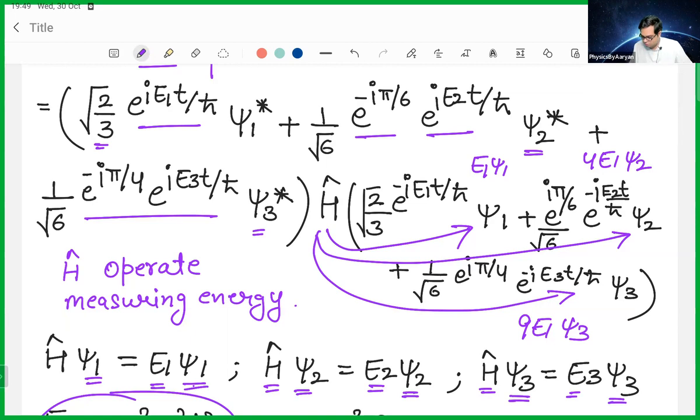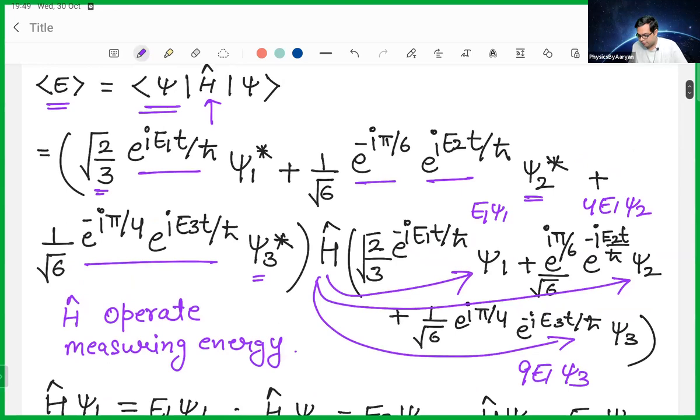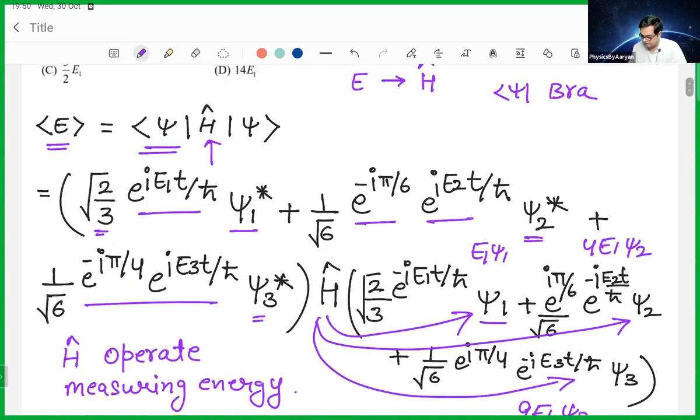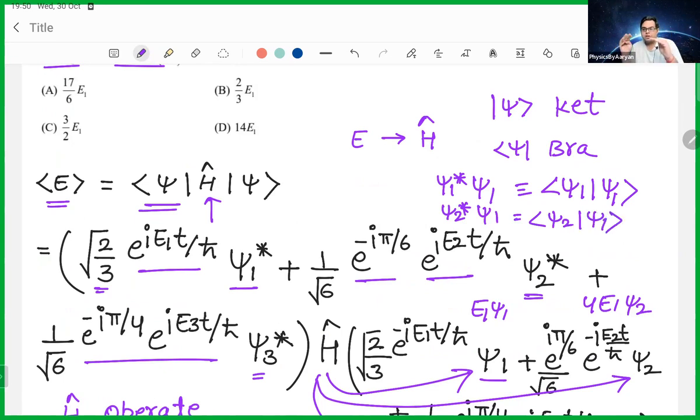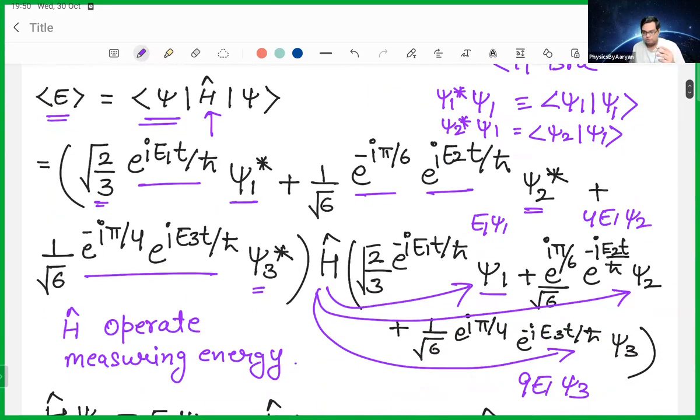Once that is done, I have to multiply the left hand side and the right hand side. You already know that the inner product of phi1 star and phi1 is 1. But if the inner product of phi1 star and phi2 happens, it can be written as phi2 into phi1. So the inner product of the same wave functions is 1, but the inner product of two different wave functions is going to be 0.